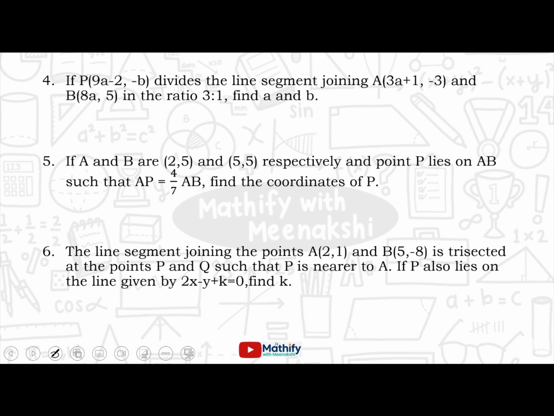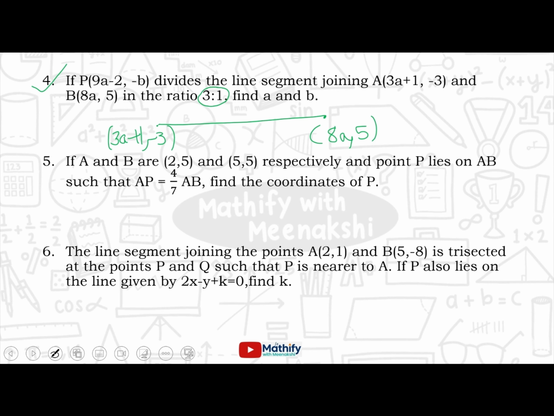Let's move to fourth question. Here it's given, you can say ratio is given to you. So you will use the formula of m is to n. The points A and B are A is 3a plus 1, comma minus 3, and B is 8a, comma 5.